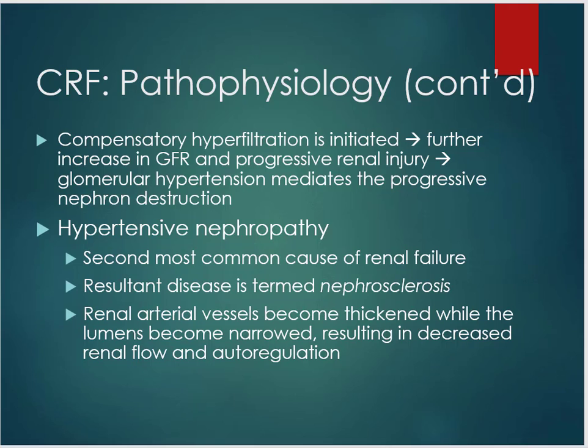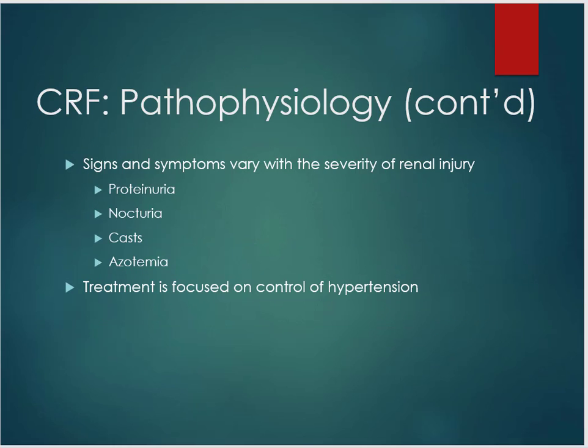There is also hypertensive nephropathy, and it's the second most common cause of renal failure, and the resultant disease is also nephrosclerosis, where the renal arteries become thickened while the lumens become more narrow, and there's a decrease in the renal flow, all as a cause of hypertension. So signs and symptoms may vary depending on the renal injury, but you may notice proteinuria, nocturia, casts, and azotemia. Treatment is focused on controlling hypertension.